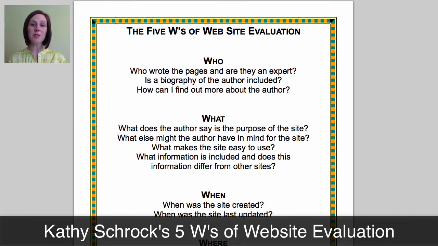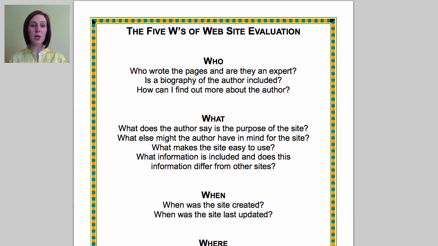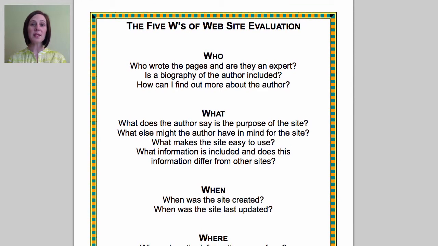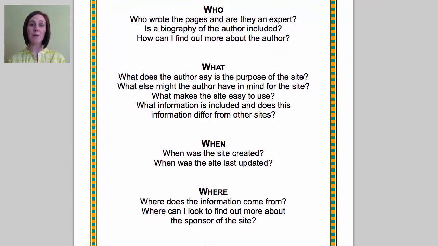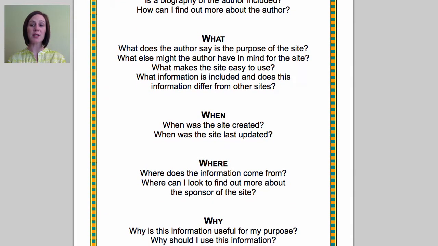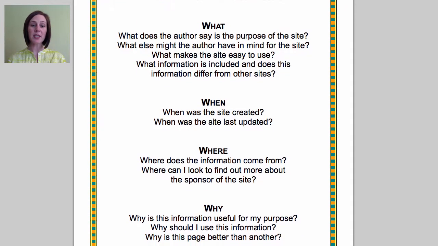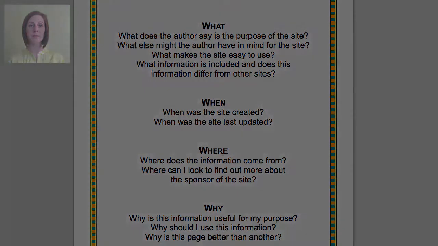The 5 W's of website evaluation include: who is the author or publisher of the site? What is the purpose of the site? When was the site created and or updated? Where does the information come from? And why should I use this information? When instructing students on how to conduct web research, it is crucial that we teach students how to use these 5 W's to critically evaluate resources for integrity, credibility, usefulness, and up-to-date information.